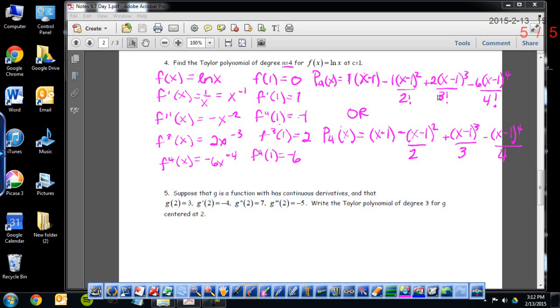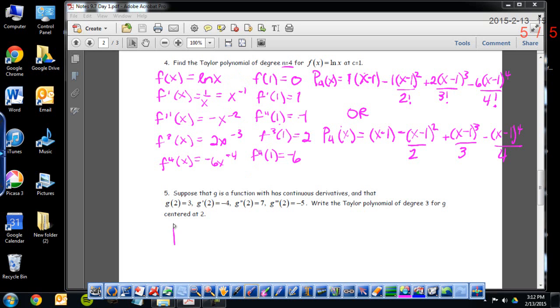Okay, number 5 is actually even easier than what we've been doing, because if you read this, it tells us the values of g of 2, g prime of 2, g double prime of 2, and g triple prime of 2, and we want to write the Taylor polynomial of degree 3 for g centered at x equal 2. So essentially what they've done is all of this work that we had to do up here, where we had to take the derivatives and evaluate the derivatives at that c value. So that's already been done for us. So all we have to do is plug this into the formula.